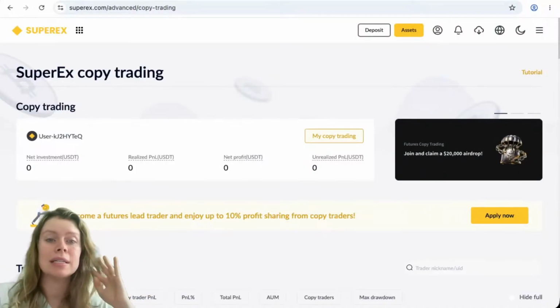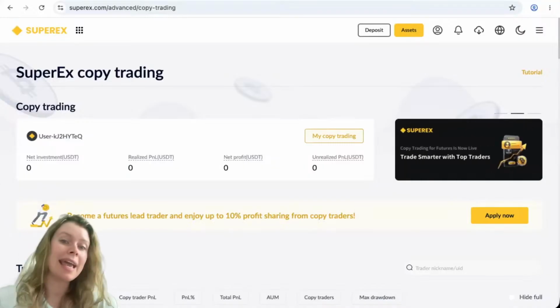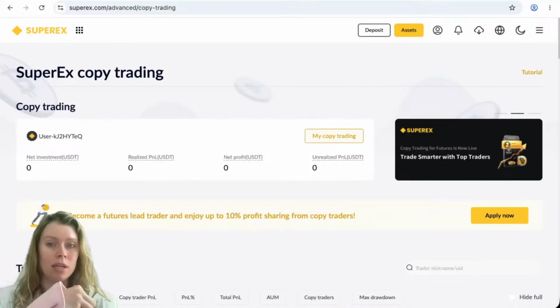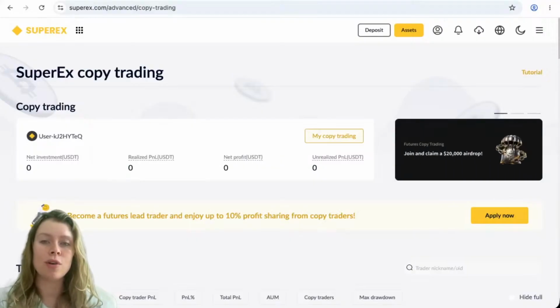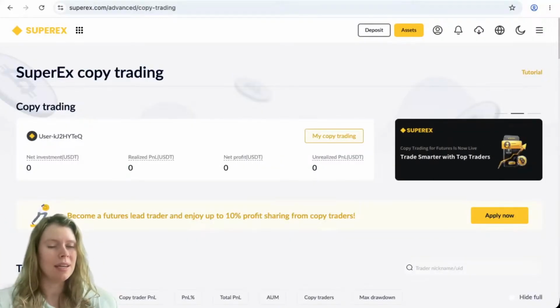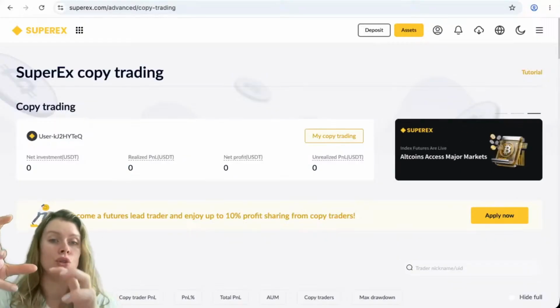Can the trader steal my money? No. They will never get access to your wallet. Nobody gets access to your wallet. That's your wallet. They open trades in their account and then SuperEx just mirrors them into yours, right? So they don't have any access to your details.